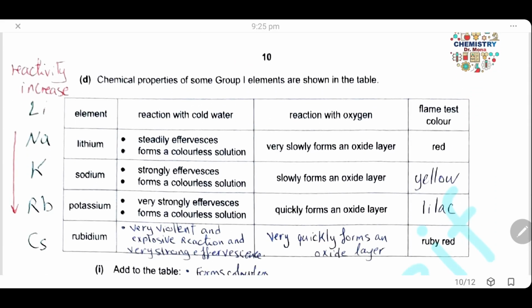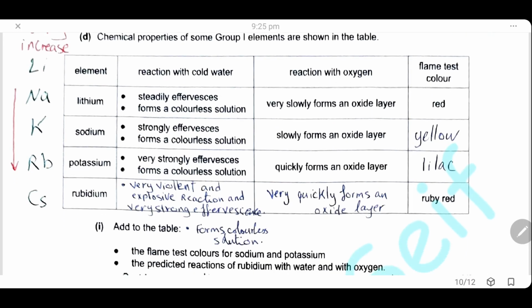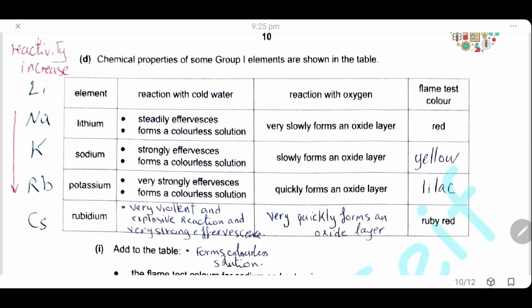Question D. Chemical properties of some group 1 elements are shown in the table. Lithium: reaction with cold water and reaction with oxygen. It forms steady effervescence with water and forms a colorless solution. It very slowly forms an oxide layer when reacting with oxygen. Sodium: strong effervescence, it also forms a colorless solution and slowly forms an oxide layer. The color of the flame test in case of sodium is yellow.